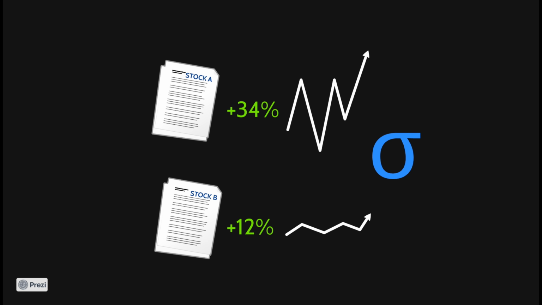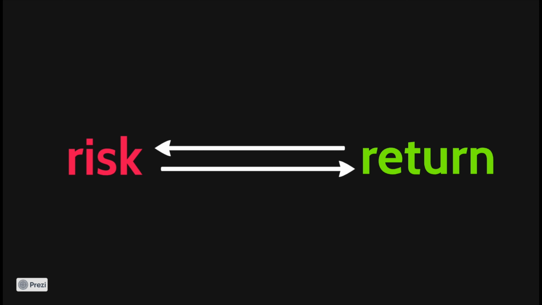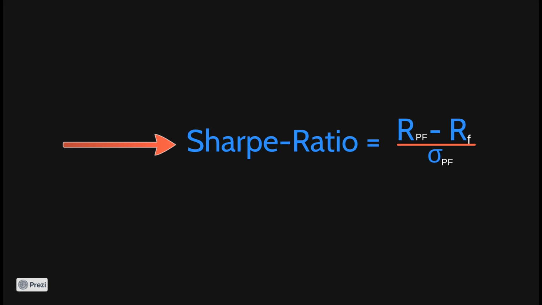Since risk and return are always directly related, the higher the risk, the higher the potential return, and vice versa, the Sharpe ratio comes into play. This ratio incorporates the assumed risk when determining the return, leading to our risk-adjusted return. The formula for calculating it is simple and goes as follows.